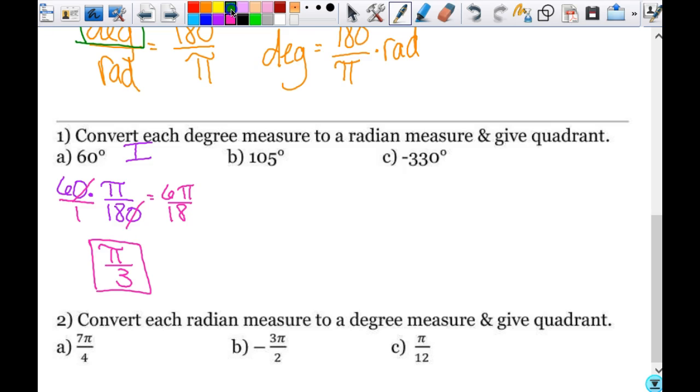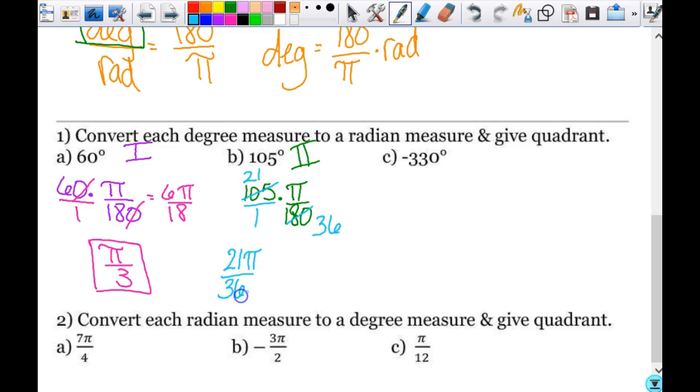All right. So then 105. What quadrant is that in? Second quadrant, right? Because you would go up to 90 and then a little bit more. So I'm going to have 105 times pi over 180. And this time I don't have any zeros to knock out, right? Are they both divisible by 5? Yeah. How many times does 5 go into 105? 21, right? And how many times does 5 go into 180? 36, right? So this is going to give me 21 pi over 36.